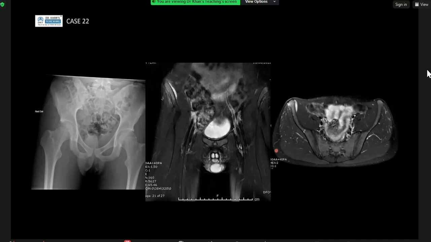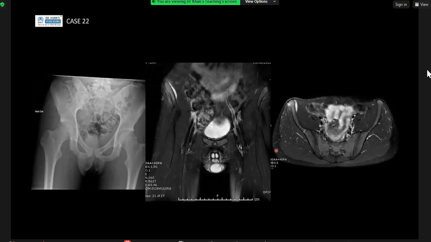Sorry. Okay, this is a pelvic X-ray. I can see at the right iliac bone there is periosteal reaction. There's a small fragment. It might be there's an avulsion fracture. And the MRI shows there's bone marrow edema and soft tissue edema with cortical disruption at the right anterior superior iliac spine.